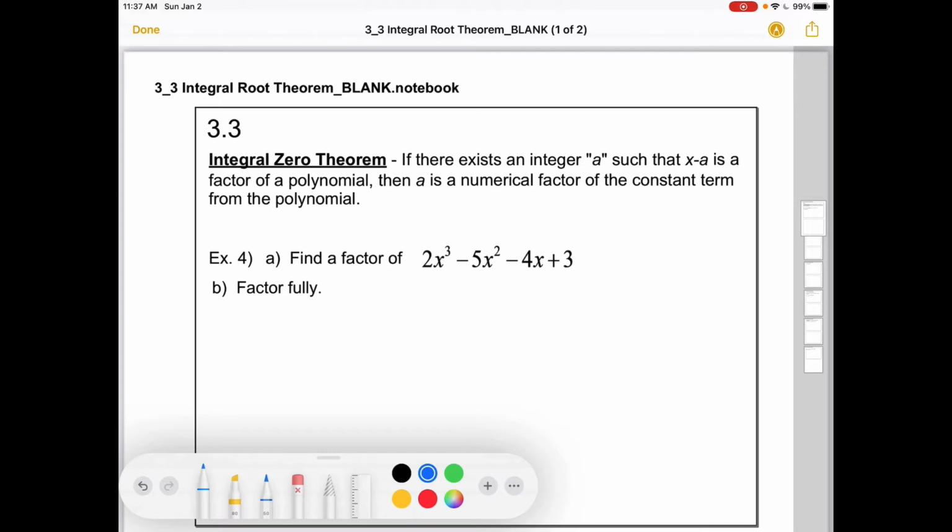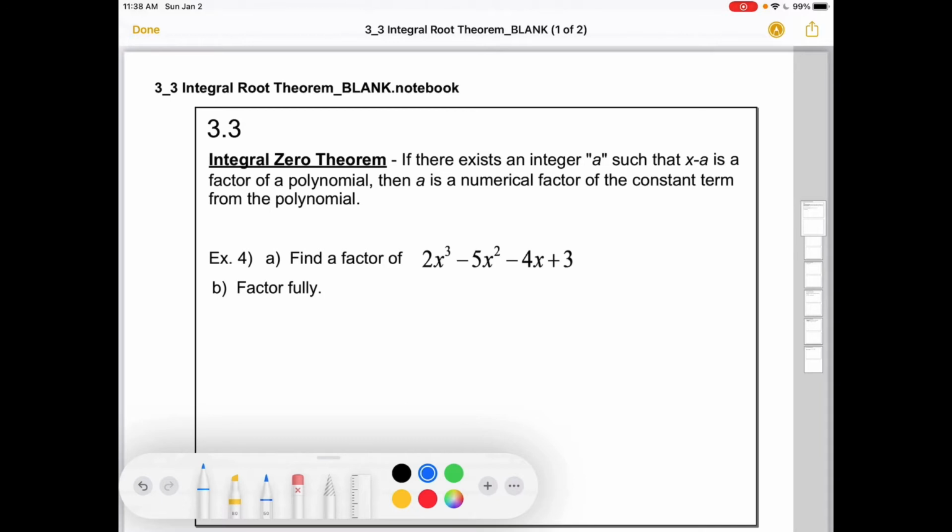And there's a cute little theorem that does that, called the integral zero theorem. We'll read it out here verbatim. If there exists an integer a such that x minus a is a factor of a polynomial, then a is a numerical factor of the constant term from the polynomial. So the integral zero theorem helps us find zeros, or x-intercepts, or roots, that are integers. That means positive or negative numbers, or zero.